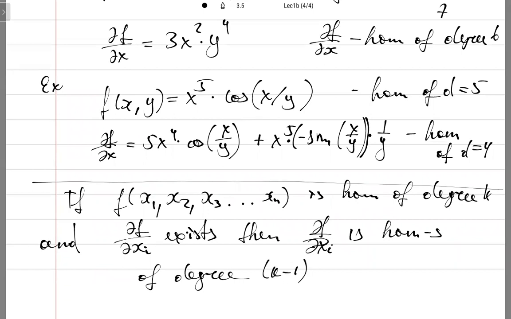k minus one. Excuse me, but what if we took the function cosine of x squared divided by y squared instead of x divided by y? Would it be homogeneous? Yes, it's not a problem. Believe me, we will even prove the theorem. If you'd like to consider some more particular examples, you may do it, if you are attentive and carefully take the derivative. Yes, the derivative of a homogeneous function, provided the derivative exists, is homogeneous. We will even prove the theorem now.